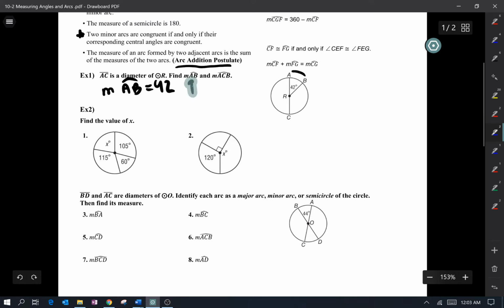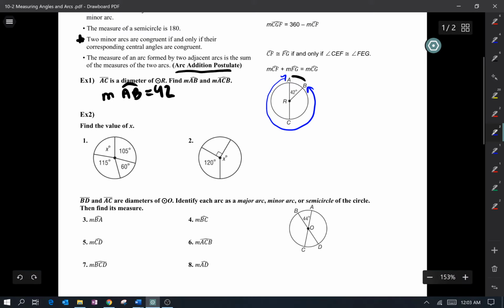Well, ACB is this angle right here, right? It's a major arc, right? So arc ACB is that one right there. So ACB is going to be equal to 360 minus the 42, right? Because this is 42 and the whole circle is 360. So 360 minus 42 is what? 318?